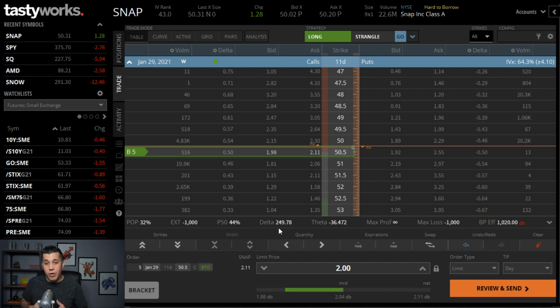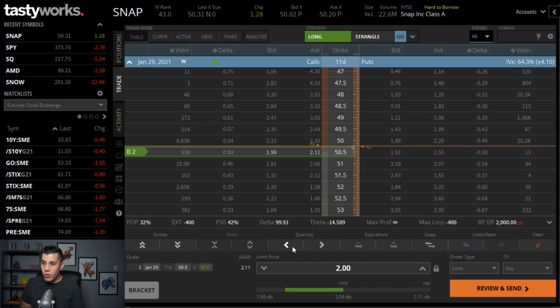Like, if you want to make $500, you could buy a 50 cent delta and you could buy 10 of them, and then you have almost 500 delta. If Snapchat goes up $1, you're making $500. Now, the other thing is it works against you too. If it goes against you $1, you're going to be down $500. Okay, you're going to be down $500. So that's the caveat. As it works for you, it also works against you.